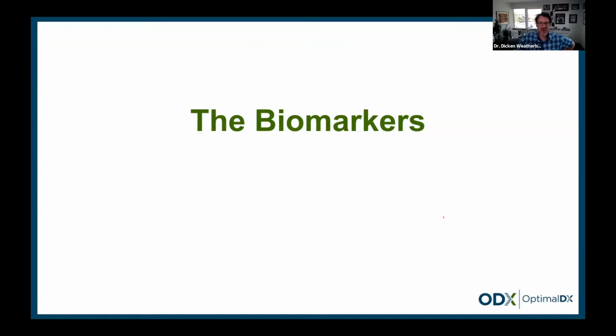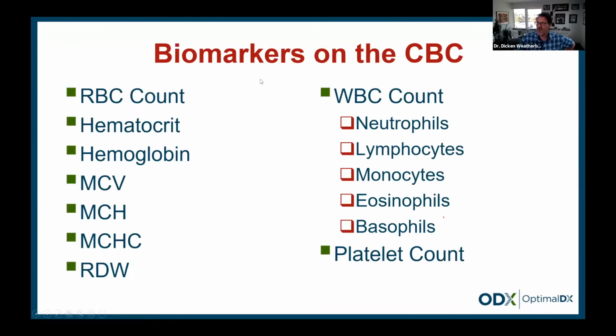All right, so let's take a look at the biomarkers themselves. The biomarkers that you want to have on your CBC, and the ones that we're going to be taking a look at in terms of anemia, nutrient deficiencies, also immune insufficiency, which is going to be our final pattern today. So we look at the red blood cell count, hematocrit, hemoglobin, then the indices themselves, the white blood cell count, this is the differential here, and then the platelet count.